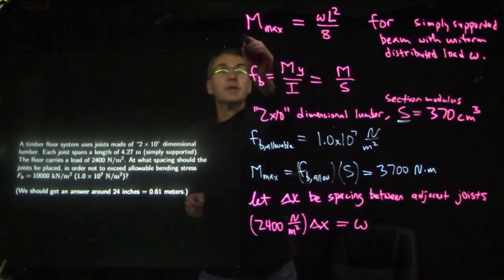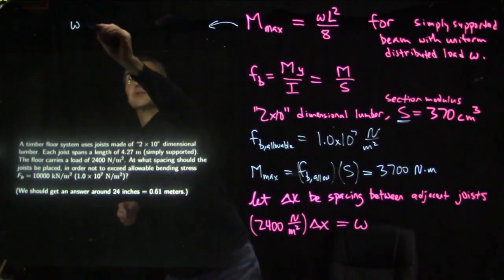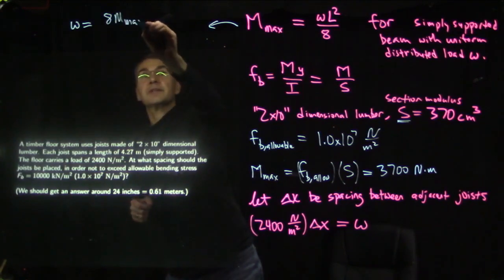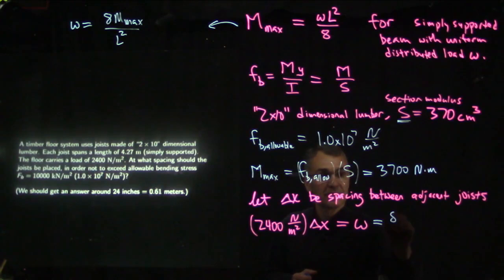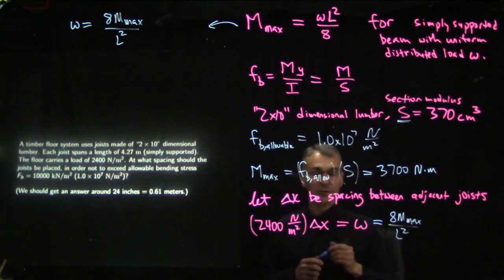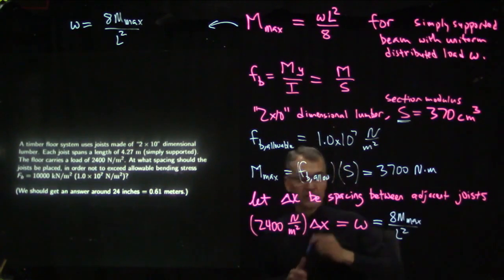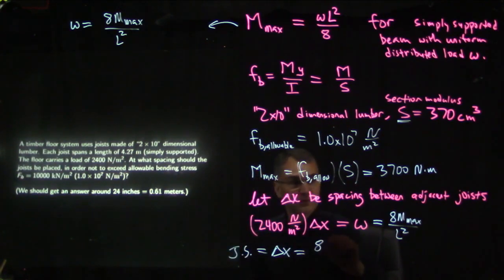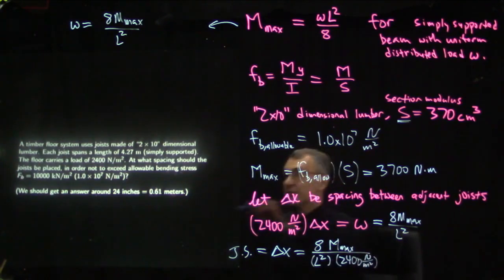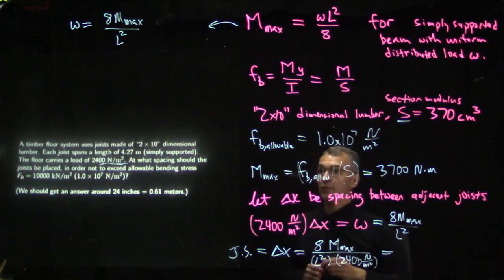And then we can turn this equation around and write W equals 8 M max over L squared, just solving for W. And we're trying to solve for delta x. So that gives us this delta x, the joist spacing, is 8 M max over L squared times this 2,400 newtons per square meter value, which is specified up here. And I think we're going to get something that works out to be about 0.6 meters. Let's try plugging in some numbers.